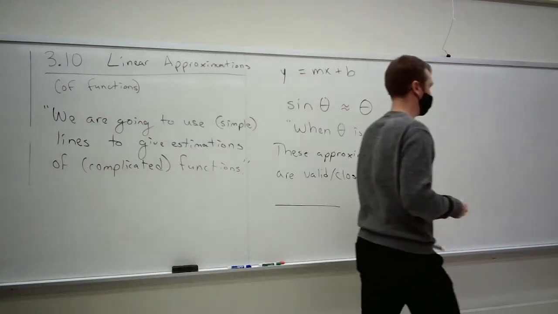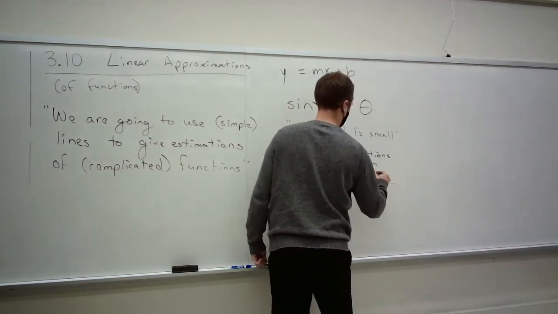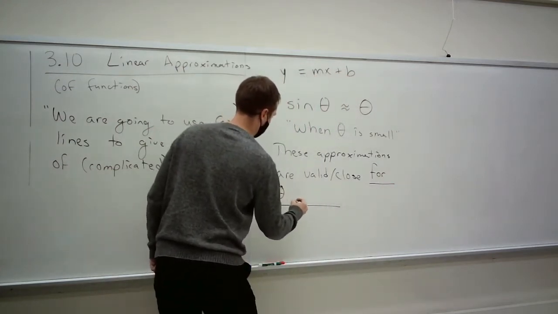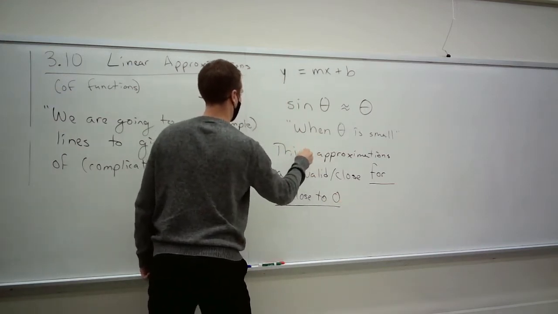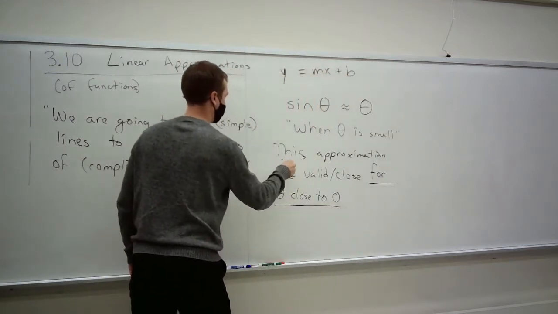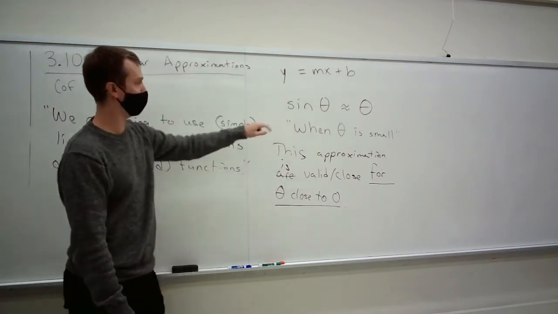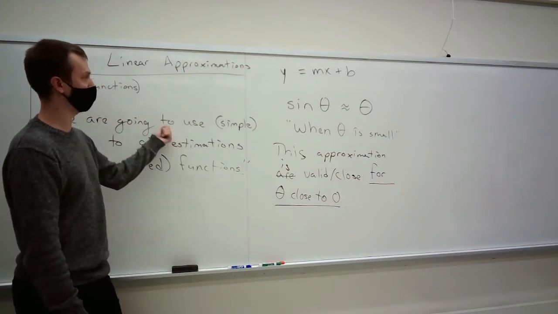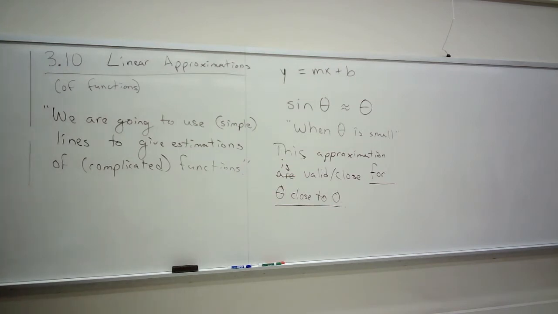Okay, so what I'll write in this blank is just: this approximation is valid or close for theta close to zero. So for this example, when theta is small, the caveat is this approximation is only good when the angle is close to zero. If I give you an angle far away from zero, this is going to be a terrible approximator. It's terrible. Okay?